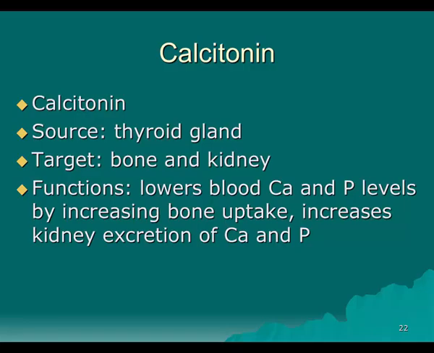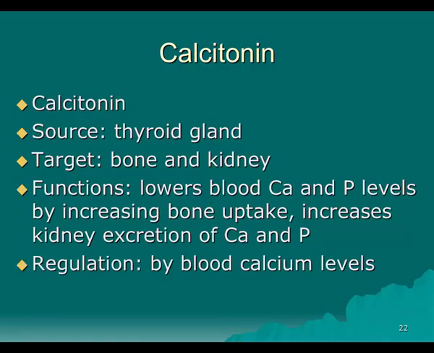Okay, it tells the bones to soak it up or take it in and store it, and it tells the kidneys to pee it out. Okay, the overall effect is lowering blood calcium. So if blood calcium levels got too high, calcitonin would be released and cause the kidneys and the bones to soak it up or get rid of it.